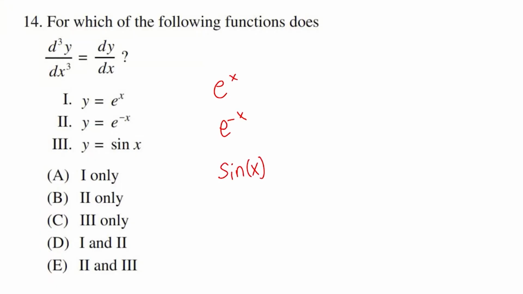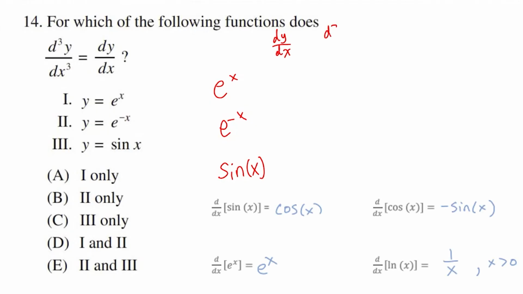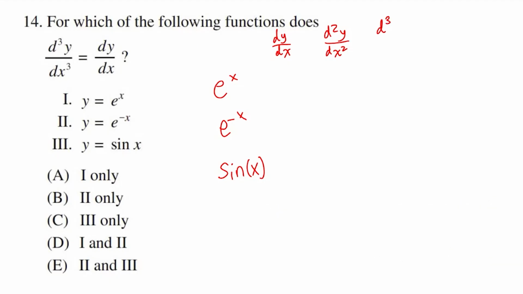As we go through this problem, you are going to need to be familiar with the derivatives of certain transcendental functions. So e to the x, sine x, cosine x, these are functions that you just need to know what the derivatives are. So let's go through and find not just the first, not just the second, but all three derivatives for each of these three functions. And what we're looking for is, for which one of these is the first derivative equal to the third derivative?